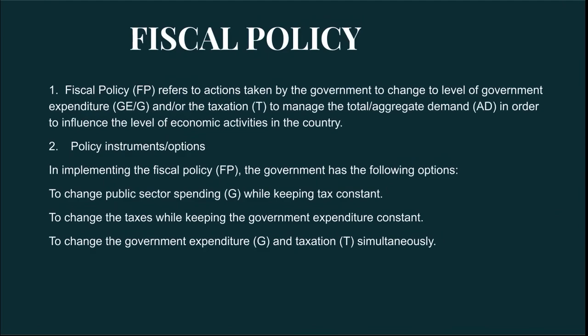Government expenditure by keeping tax constant, or the other way around, adjusting the tax by keeping government expenditure constant, or the government can choose to adjust both T and G. Alright, both T and G. This is what we call fiscal policy. The moment the government adjusts T or G or both, it means the government is implementing a fiscal policy.